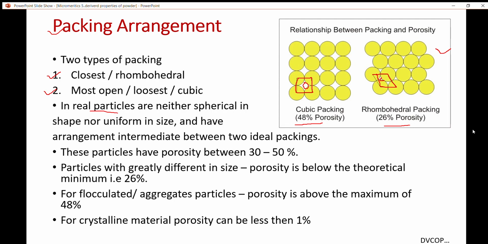In reality, the particles are neither spherical in shape nor uniform in size and have an arrangement intermediate between these two ideal packings. Hence the porosity of such powder is between 30 to 50%. Particles that differ greatly in size have porosity below the theoretical value, that is 26%. For flocculated or aggregated particles, porosity may exceed the upper limit, that is 48%. For crystalline material, porosity can be less than 1%.